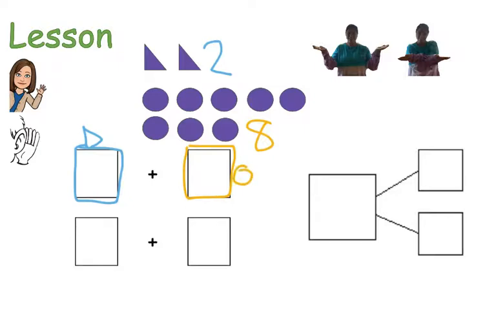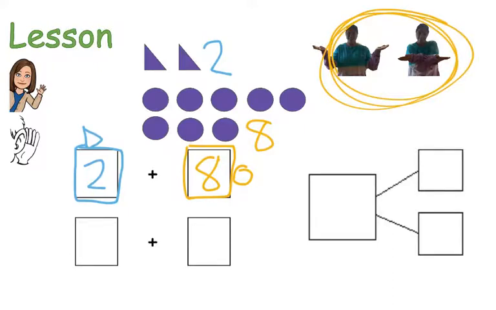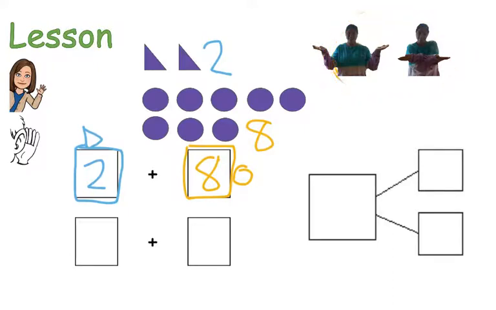So how many triangles did we say there are? 2. And how many circles? 8. Very good. Now we have to write the reversal. We have to write the flip-flop. So our 2 is going to go here, and our 8 is going to go here.